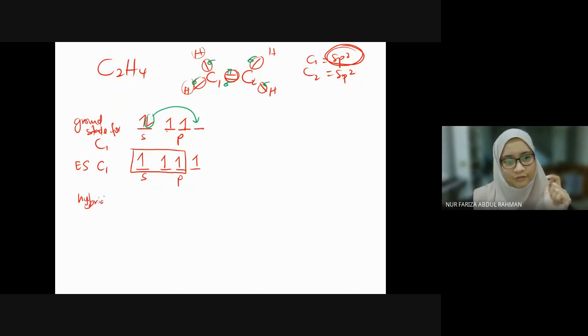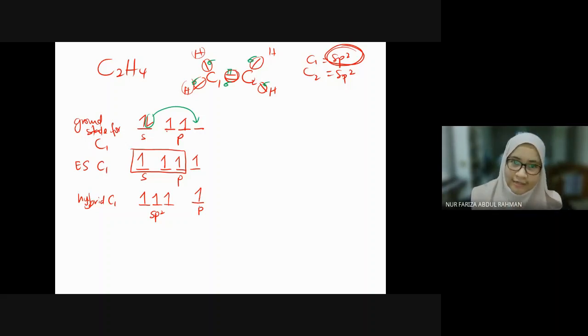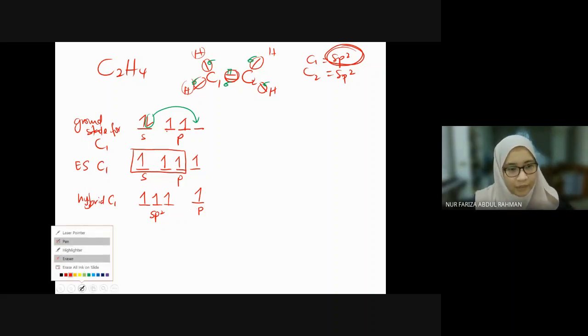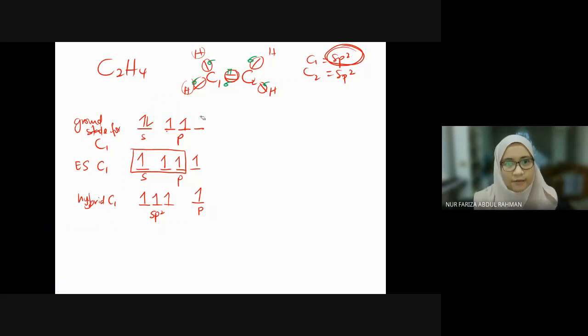Kenapa macam tu? Okay, so dia jadi sp2. Then we have p unhybridized orbital. So this is what we call unhybridized orbital. Okay, so we have one electron in this p unhybridized orbital. So you boleh imagine tak ini akan form apa? This one will form the pi bond. Okay, this one will be your pi bond. Okay, padam mana yang tak perlu.